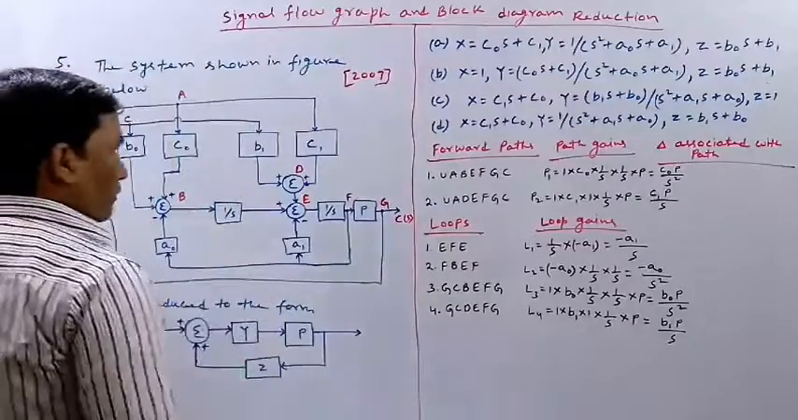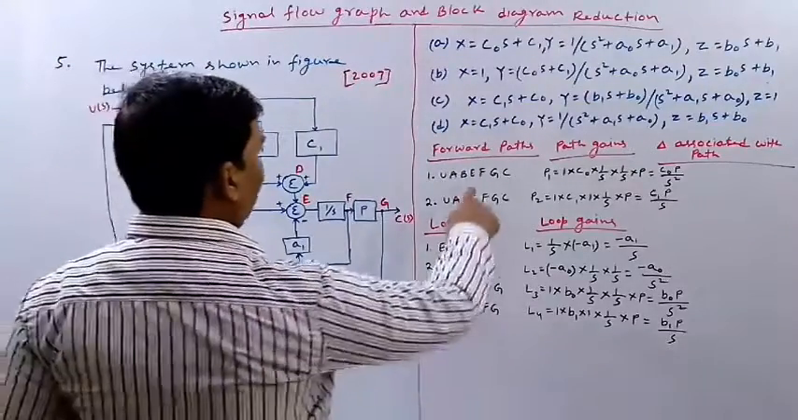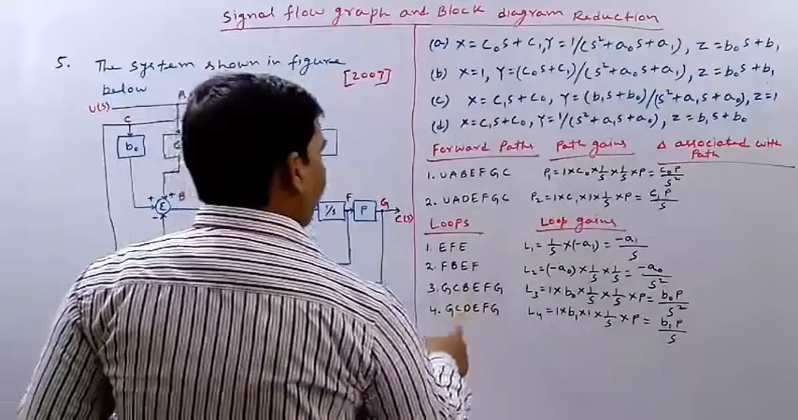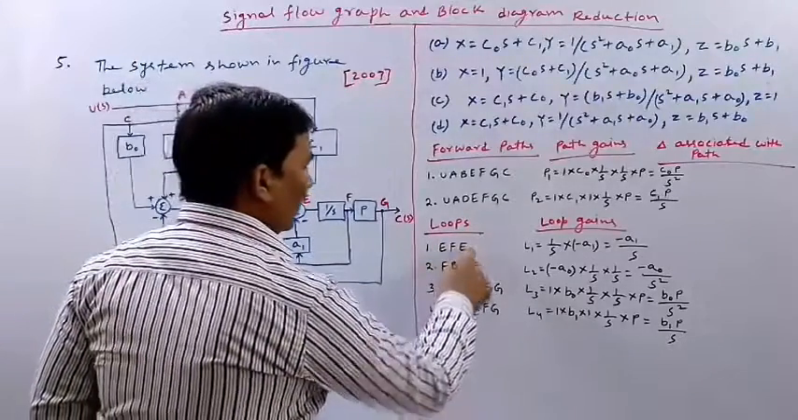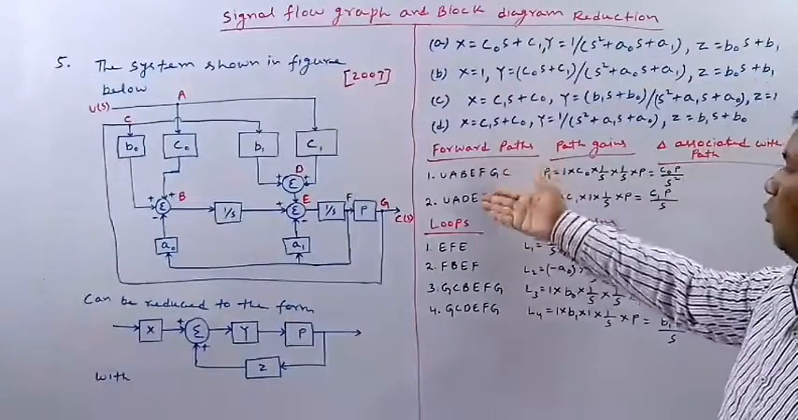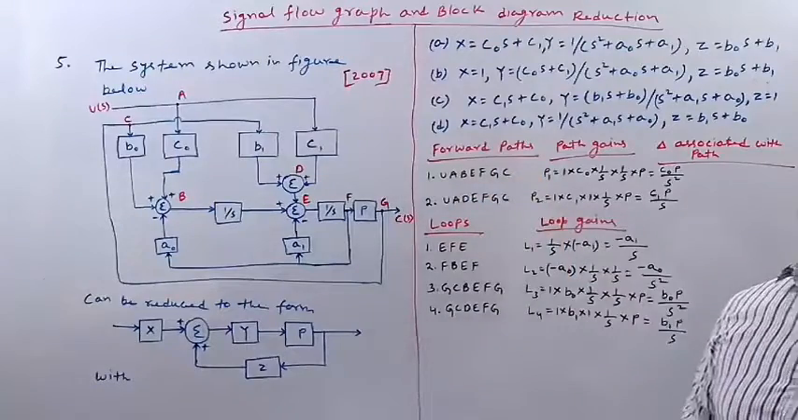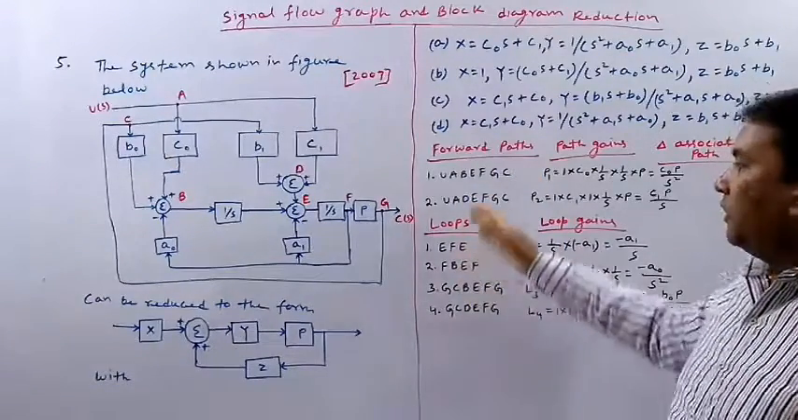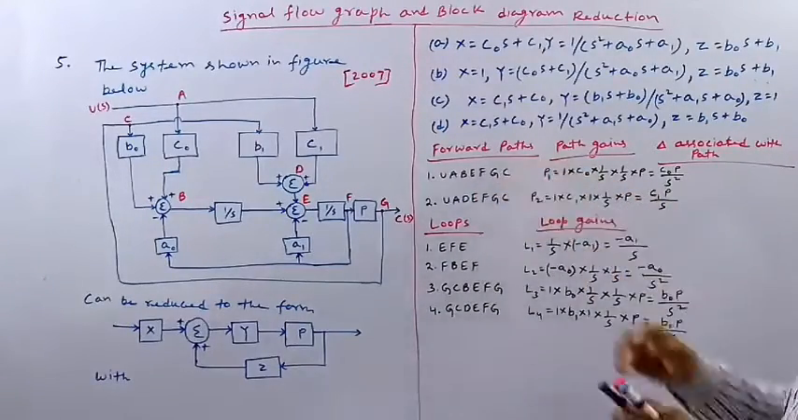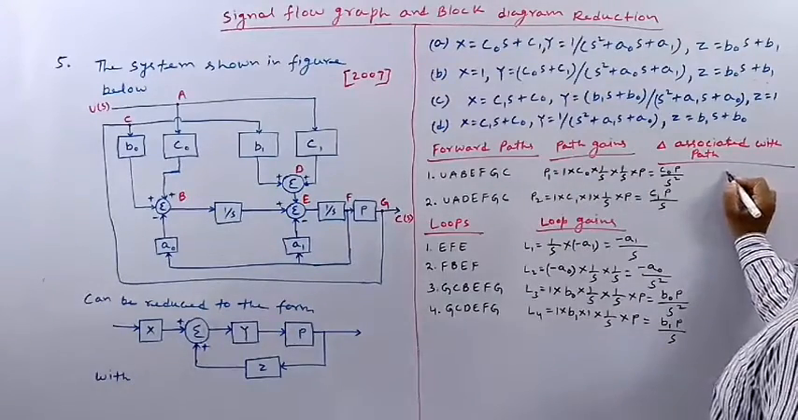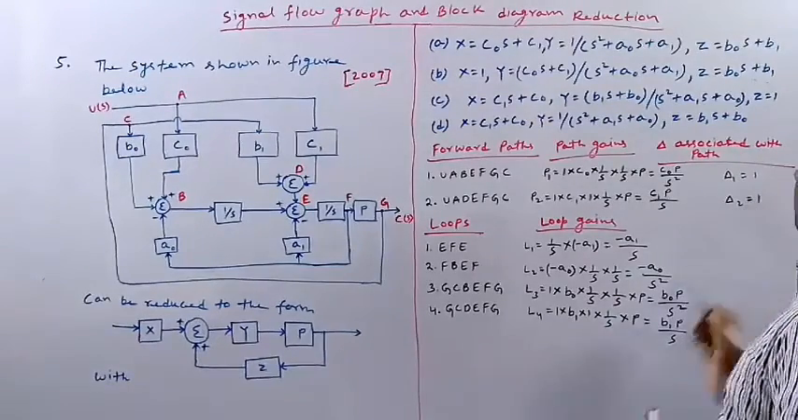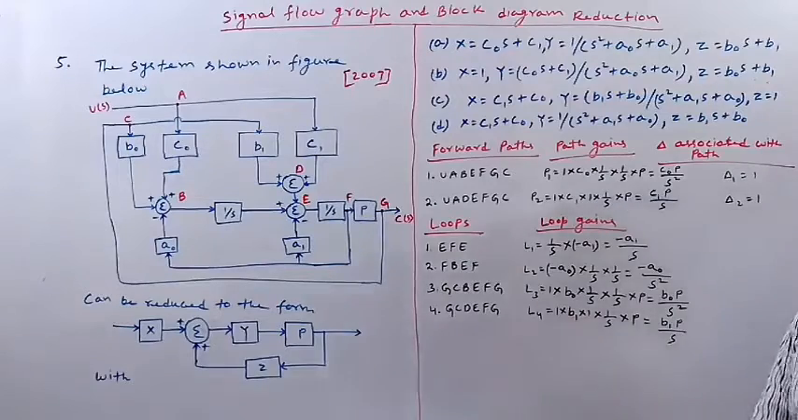So each forward path contains the point E, and in each loop the point E is there. So all the 4 loops are touching the two forward paths. There is no loop which is non-touching to these two forward paths. So delta associated with these two paths, let me write here, delta 1 will be nothing but 1, and delta 2 will also be 1. Okay, I think it is clear to all of you.